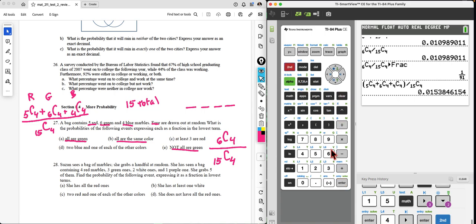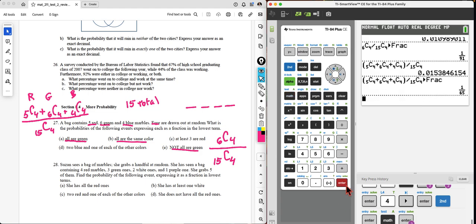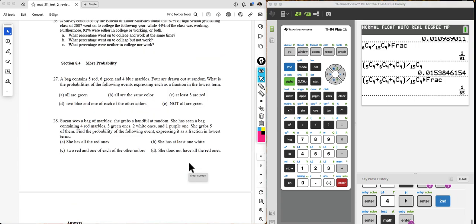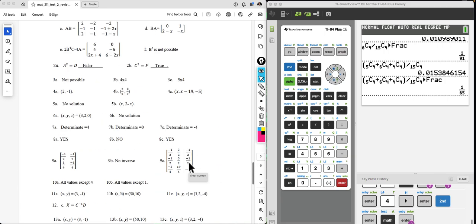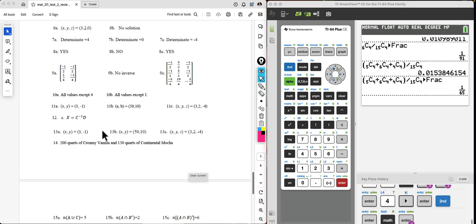But remember, second entry, bring it back. Let's go to math, fraction. And now let's do it. It's 1 out of 65. And let me clear my writings. This was 27. 1 out of 65.